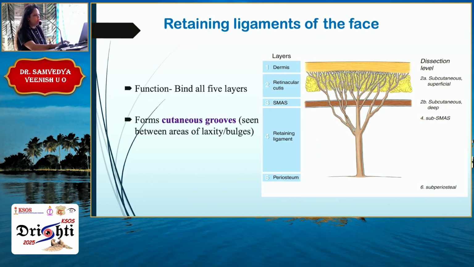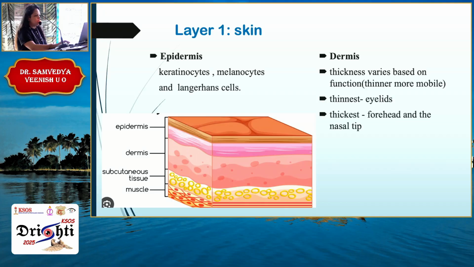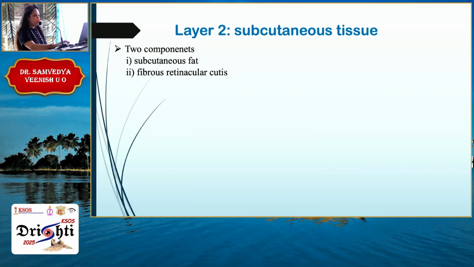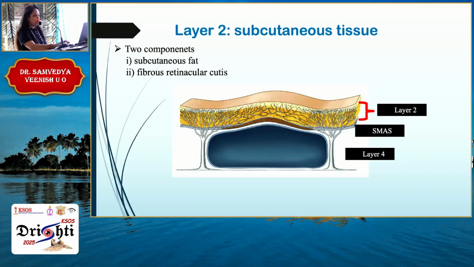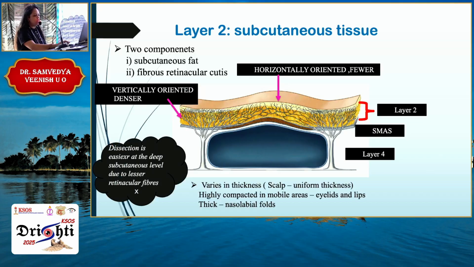These ligaments function to bind all 5 layers, and they form the cutaneous grooves as a person ages. There are 5 layers basically: the skin, which has an epidermis, a cell-rich layer, and dermis, which is highly vascular, and its thickness varies based on the function. That is, it is thinner in more mobile areas such as eyelids. The next layer is the subcutaneous tissue, which consists of subcutaneous fat and fibrous retinacular cutis, and it is highly compacted in mobile areas such as eyelids and lips, and thick in nasolabial folds.